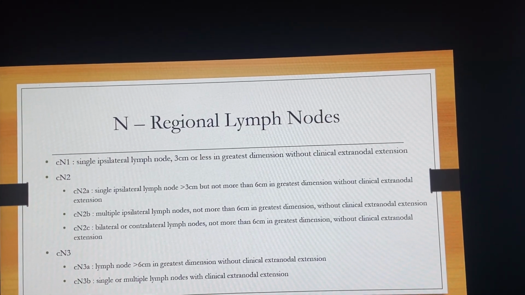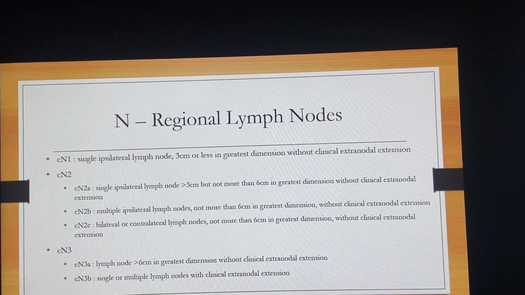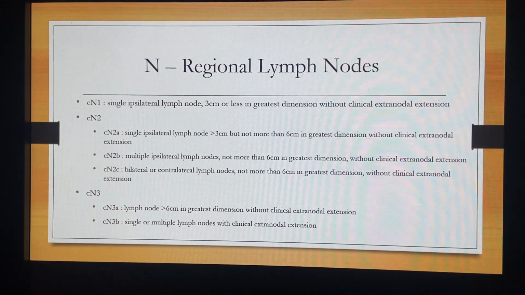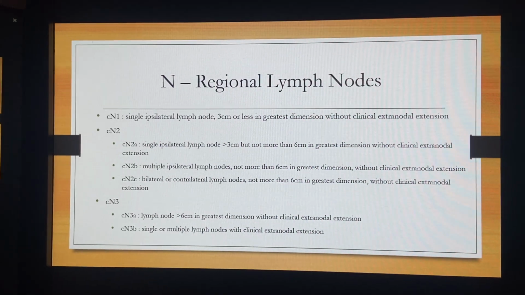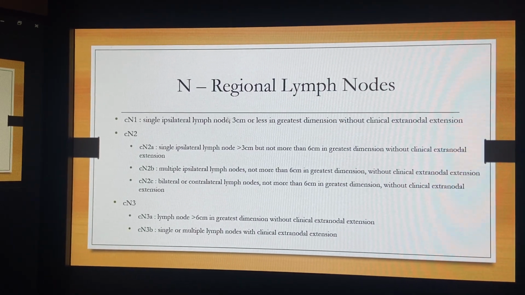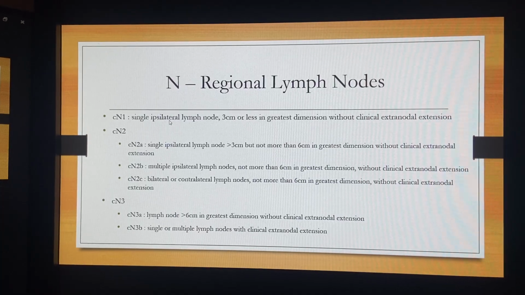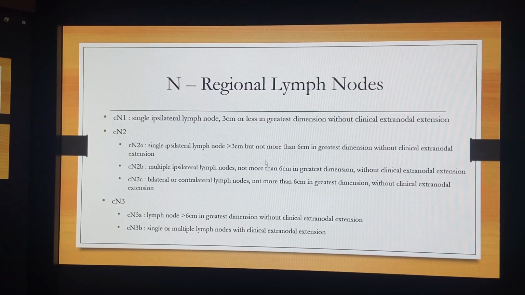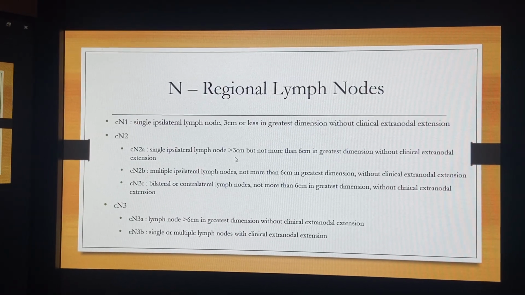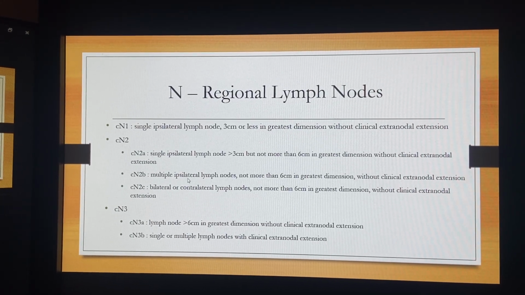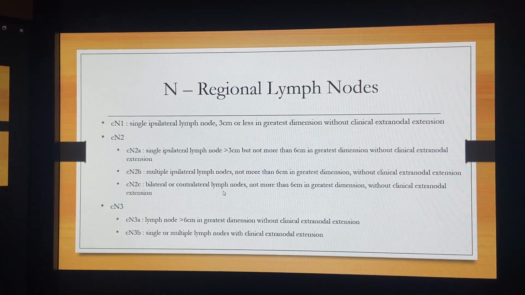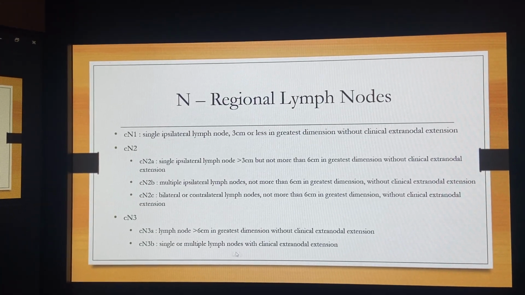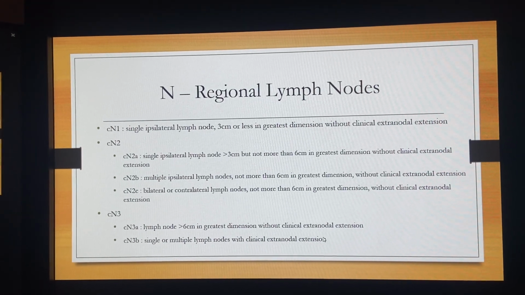And 3A is a node which is more than 6 centimeters in greatest dimension. 3B is with clinical extranodal extension. So the numbers to remember: same side single node 3 centimeters or less is N1, N2A is a single node more than 3 centimeters, 2B is multiple ipsilateral, 2C is bilateral or contralateral, 3A is more than 6, 3B is with extranodal extension.